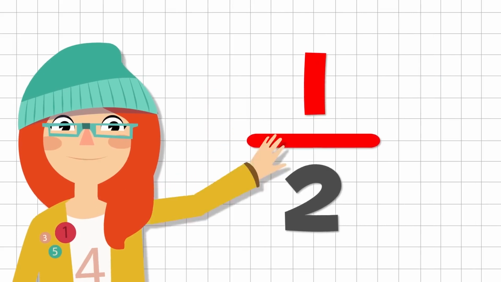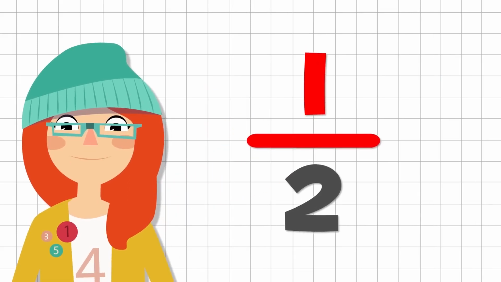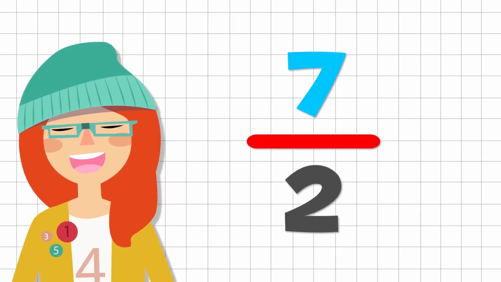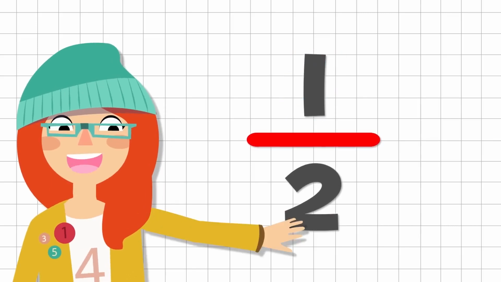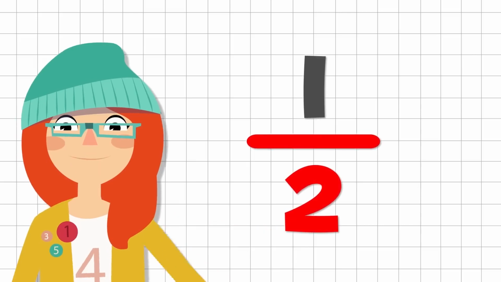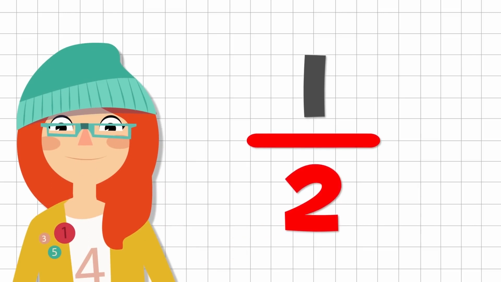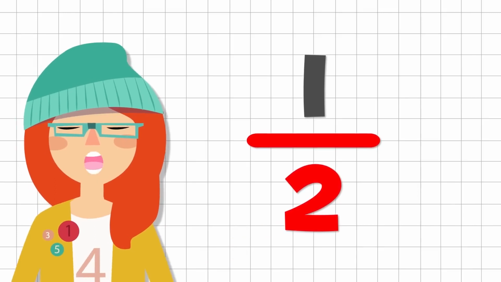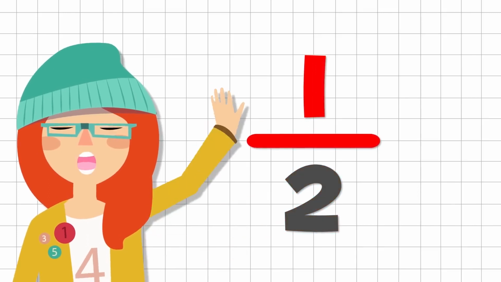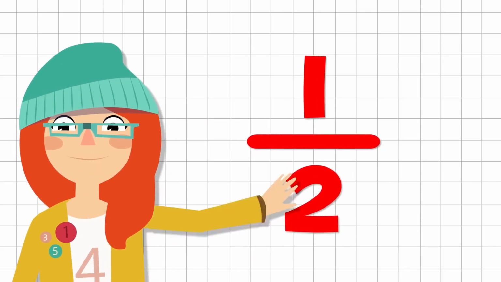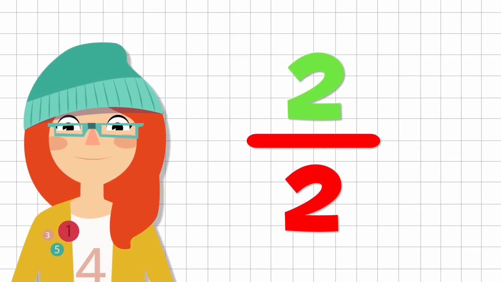We read the numerator as we would normally read any number. 1, 2, 3, 4, 5, 6, 7. The number we read differently is the denominator. When the denominator is a 2, we say half. So we would read this fraction as 1/2. 1 for the numerator and half for the denominator. If we change the numerator for a 2, we would read the fraction as 2/2.